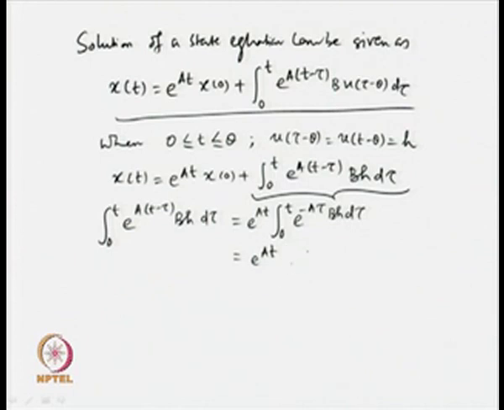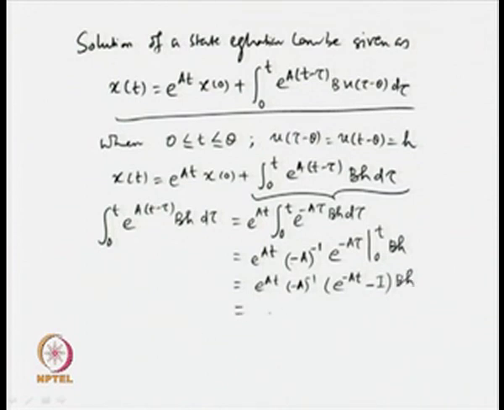Now, directly I will integrate this one. So, minus A inverse e to the power minus A tau with the limits 0 to t, with B h at the end. Then it can be simplified as e to the power A t times minus A inverse. Then we will have two terms now. With the limit t we get e to the power minus A t, and with the limit 0 we get I, B h.